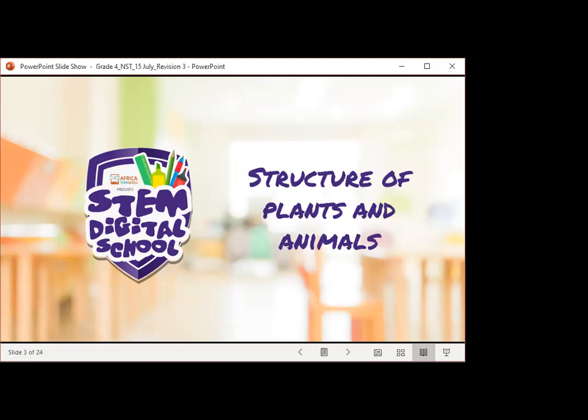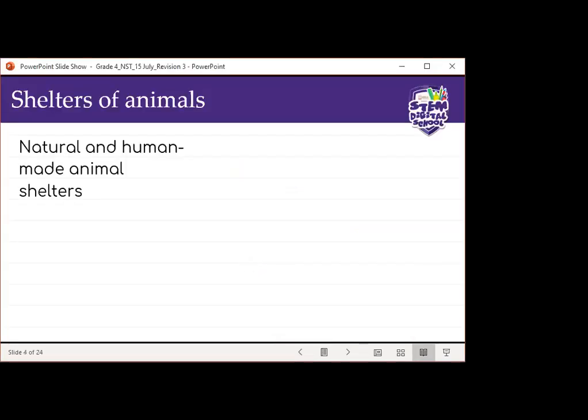Today we're looking at the structure of plants as well as animals. If you remember, we dealt with living as well as non-living things. Living things need some sort of shelter to protect them from harsh weather conditions. For example, today is a really cold day, and imagine if you had to live outside and not indoors. It wouldn't be a nice thing, right? Even animals as well as plants also need shelters. So we're going to look at shelters for animals. We have natural as well as human-made animal shelters.